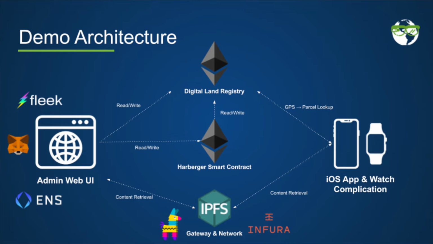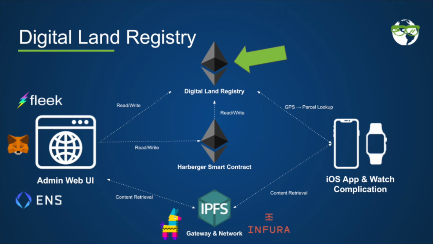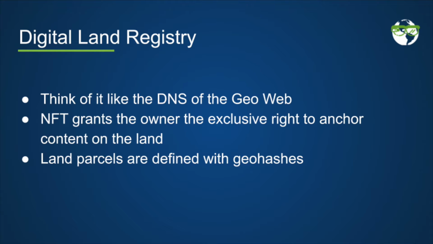Our digital land registry and Harburger smart contract are built on Ethereum. Content for our demo is stored and retrieved with IPFS, but naturally we could also support a Filecoin integration. Our digital land registry is the DNS of the Geo Web, but instead of domain names, it maintains land parcel ownership. Digital land parcels are NFTs. They grant the owner the exclusive right to anchor content within their boundaries.